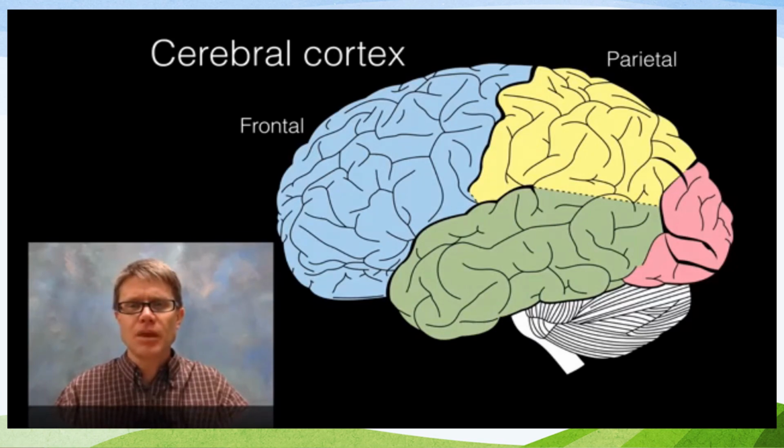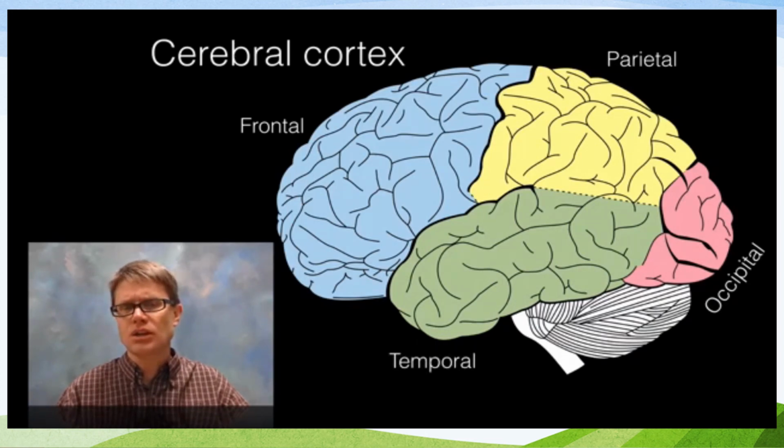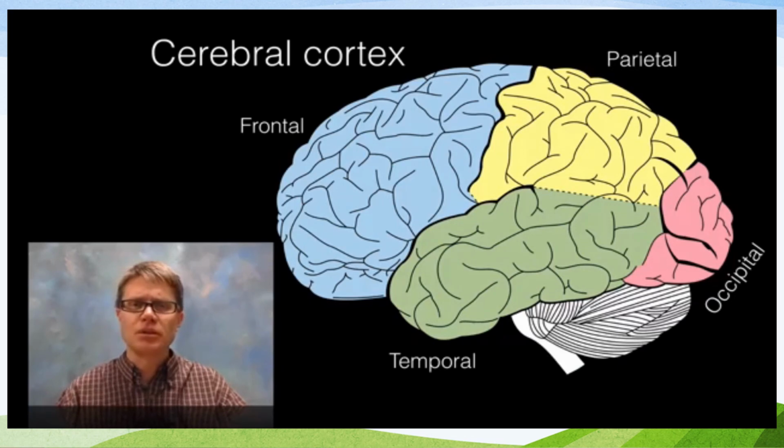What about at the end? Do you remember that? That's called the occipital. And then what about at the bottom? That's the temporal. Occipital, remember, is a location where we have vision. And then temporal is going to be more language, hearing, memories are there.